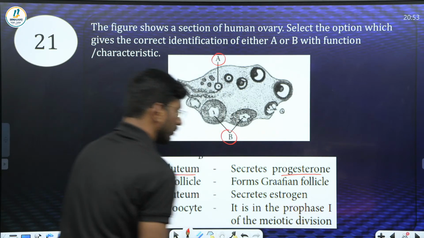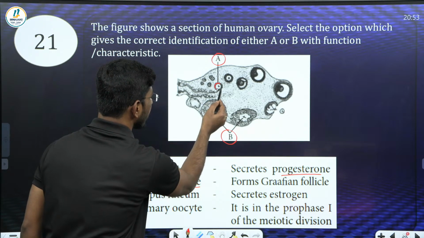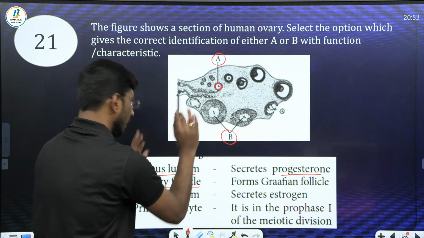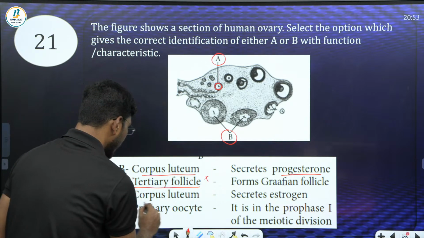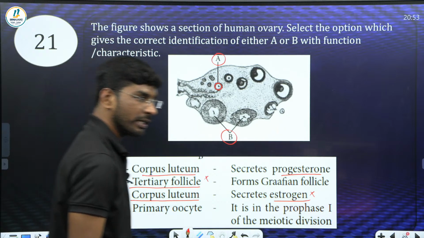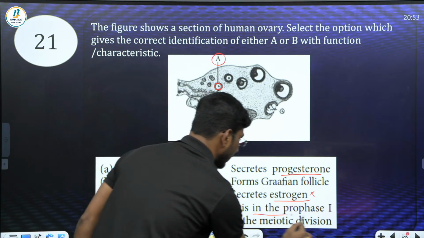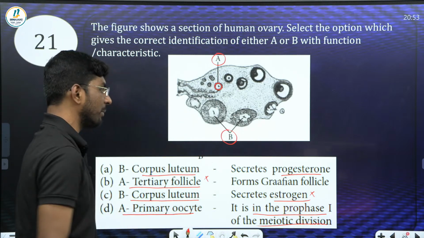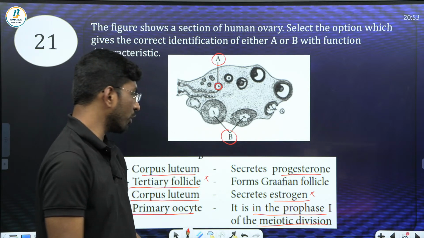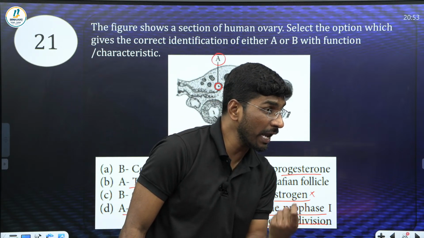B, corpus luteum, secretes progesterone. Fine, makes sense. A, tertiary follicle. This is not a tertiary follicle, my dear. It's a primary follicle. Leave it. This is not correct. B, corpus luteum, secretes estrogen. Oh my God, it's not estrogen. Sorry, it is progesterone. A, primary oocyte. It will be in prophase 1 of the meiosis 1. Is it correct?